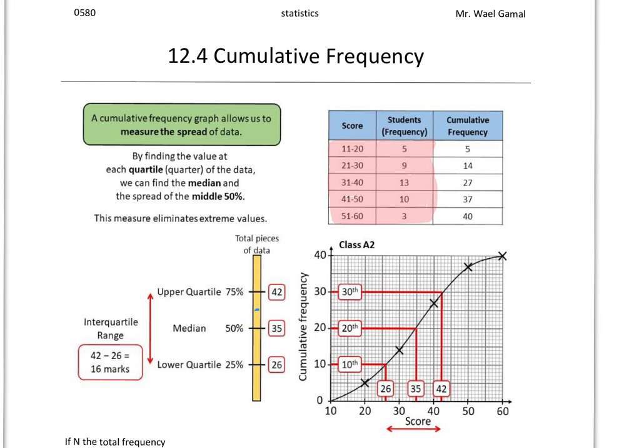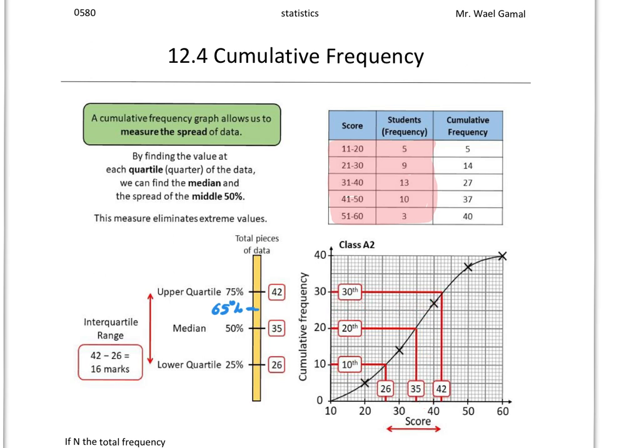How to find this value, which is after 65%? This is called 65 percentile. To find this value, multiply 65% by the total, 65% multiply 40, and after you get the answer, draw a horizontal line till you reach the curve, then go down.